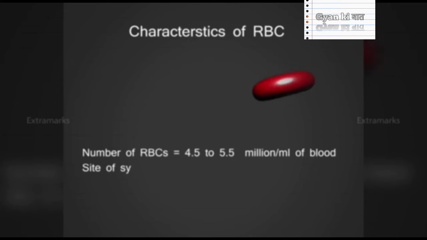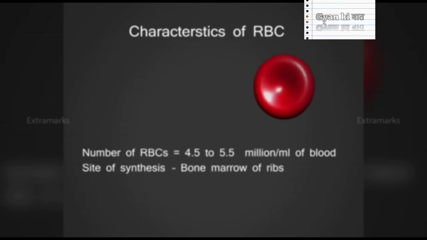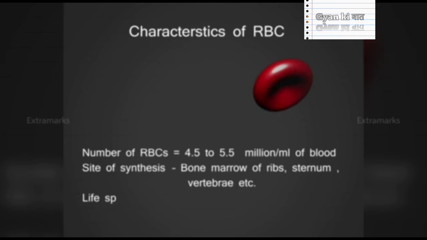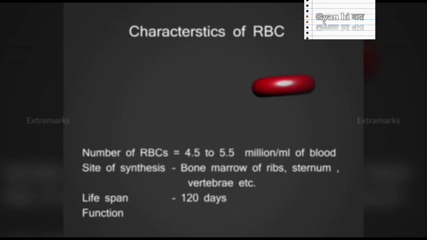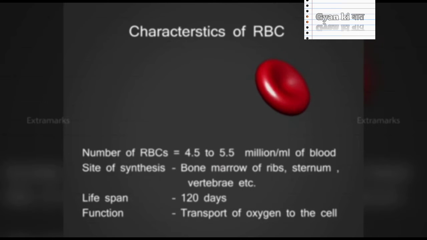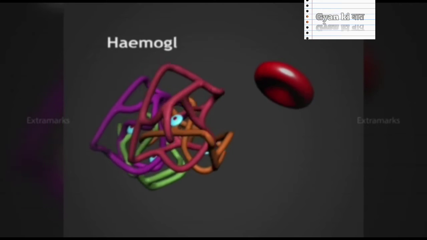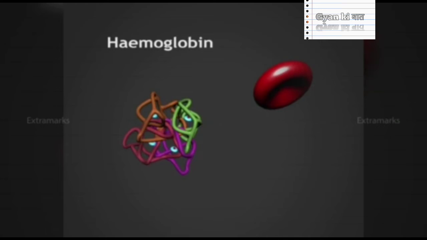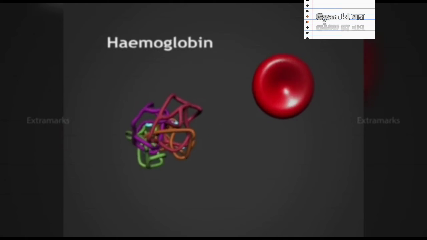The red blood cells are synthesized in the bone marrow of ribs, sternum and vertebrae at the rate of 1.2 million cells per second. The lifespan of these cells is only about 120 days. Their main role is to carry oxygen to all the cells. Oxygen is bound to the hemoglobin present in the RBC. 95% of the cell protein is hemoglobin.